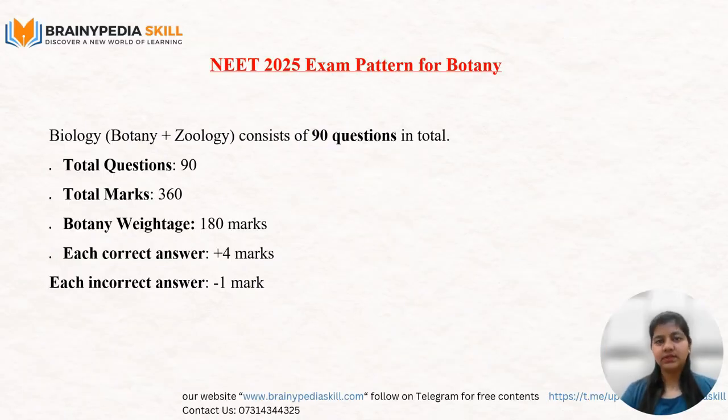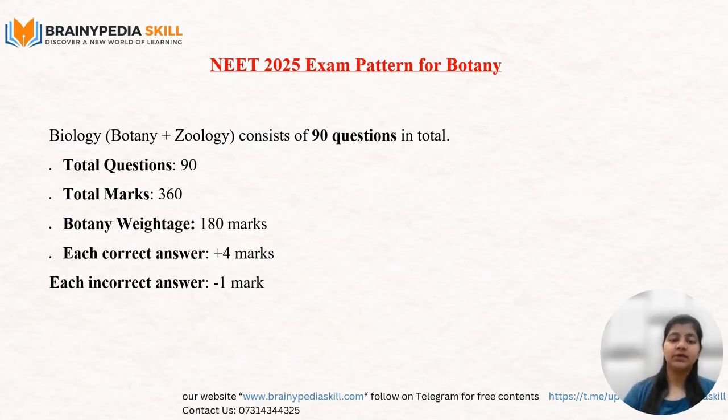Before jumping into the syllabus, let's first understand the NEET UG 2025 exam structure because knowing the format helps our preparation very well. Okay, so nearly 180 marks can come from botany alone. That's why it's super important to plan our preparation very smartly.